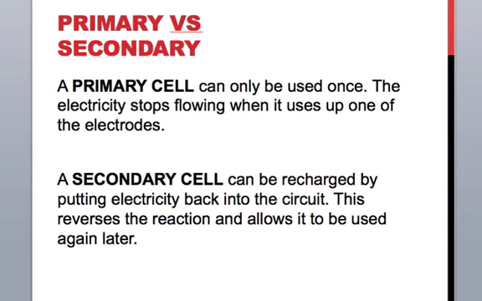So an example of a primary cell would be just a traditional battery, a AA battery that you put into things. A secondary cell would be the kind of battery that you find in cellular telephones or on things like car batteries. And so by reversing the chemical reactions, by putting electricity into the cell, you can recharge it so that you can use it again later.